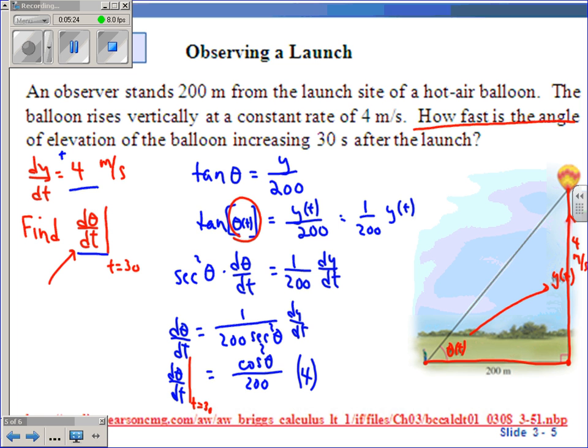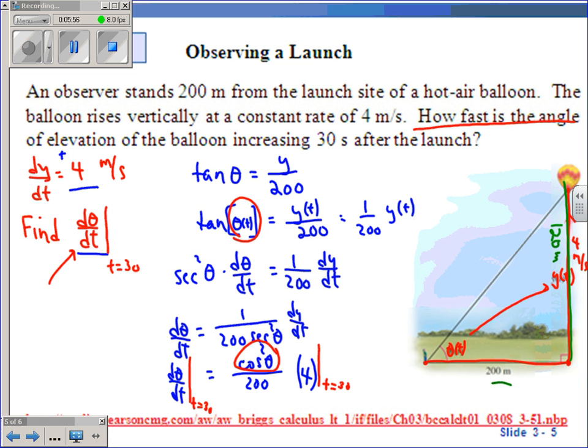Now notice I don't even have a place to plug in the t. So what I need to do is figure out what this value is going to be after that balloon's been in the air for 30 seconds. Okay, so I need to figure out theta after 30 seconds. Well, to get theta, I could use a trig function, but let's fill in what this side would be 30 seconds later. Well, after 30 seconds, this is going up 4 meters per second. This side's going to be 120 meters.